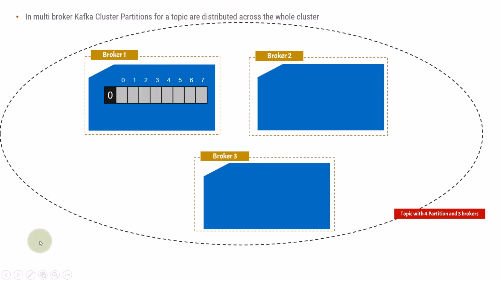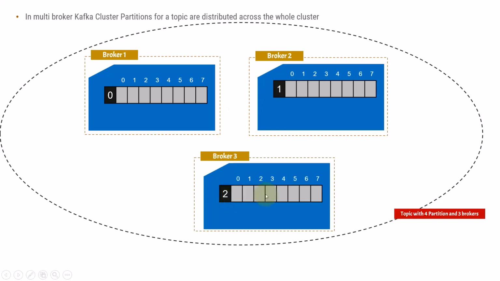If we take the example, then partition 0 will be present in broker 1. Let's say when Zookeeper was assigning, partition 0 was assigned to broker 1, partition 1 was assigned to broker 2, and partition 2 got assigned to broker 3. It is not sequential. We can get partition 2 in broker 3, and then partition 3 can be present inside this particular broker 2. So this can be anything, it can be random.